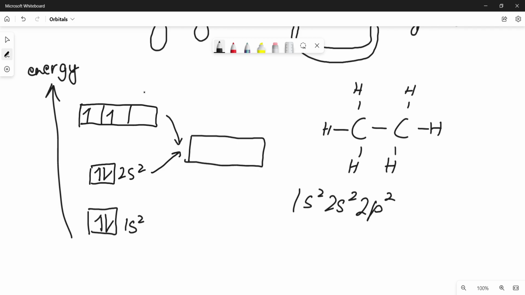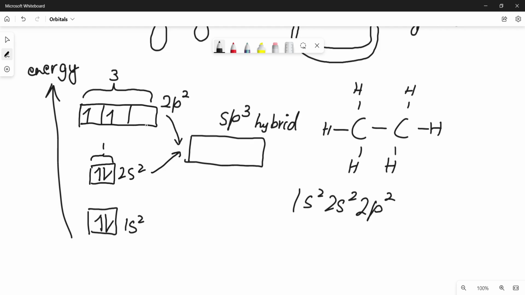Because this is 2p, 2p2 in this case, it has 3 orbitals, right? So it has 3 orbitals, and this one only has 1. So what we call them when they combine is s1 p3 technically. S1 is just s, so we call it sp3 hybrid. And that's how the naming works.